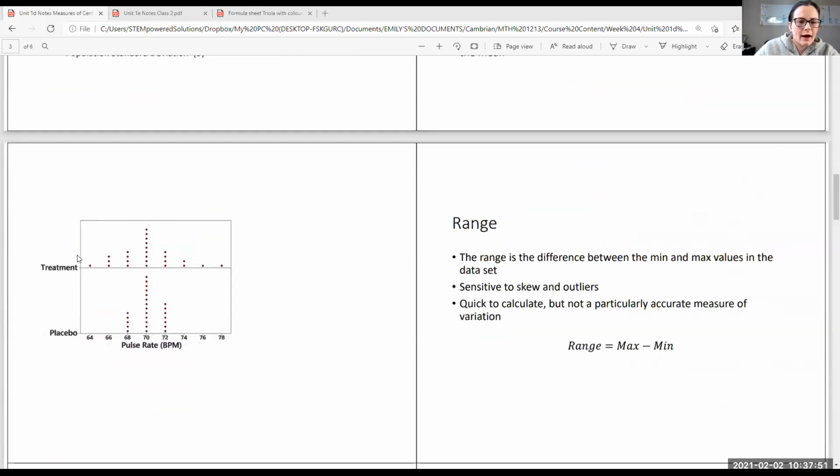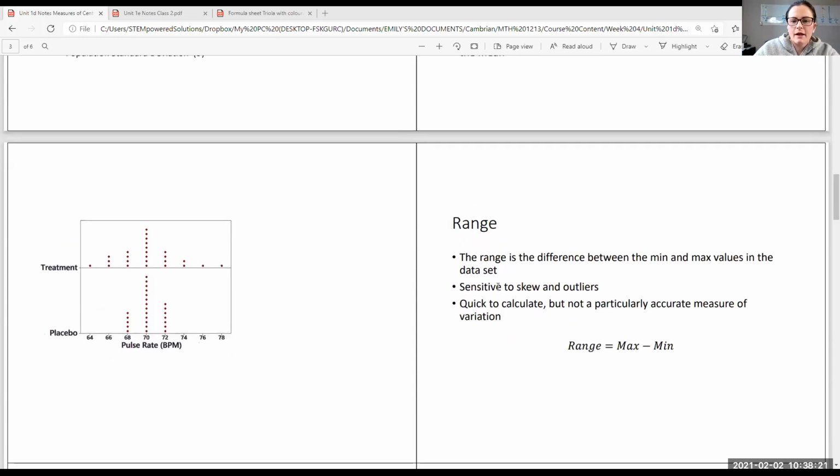Okay, so here we have high variation in the treatment, where the pulse rate is, where all the data values are spread out and there's high variation. And in the placebo, there is low variation and the data points are very close to the mean. The mean being the value directly in the middle of the normal distribution, which would be 70 in this case. 70 would be the mean here.